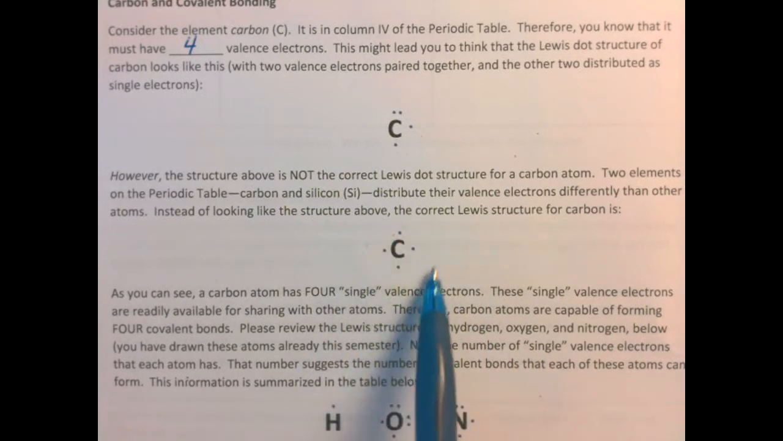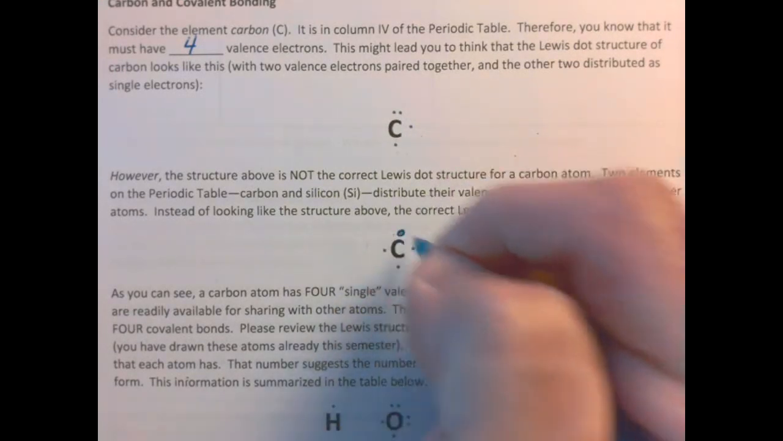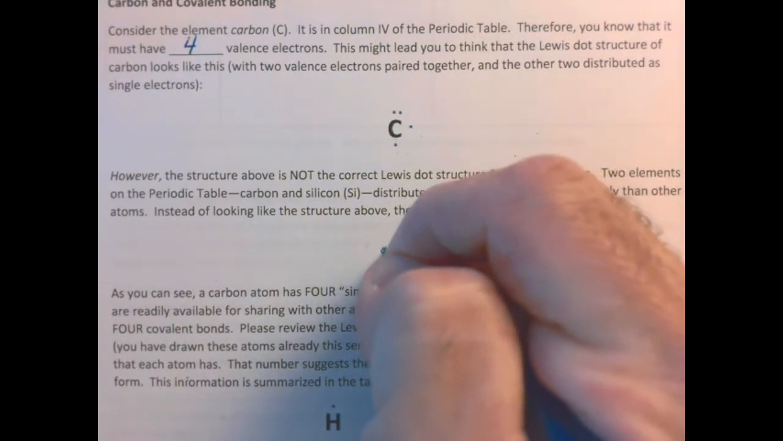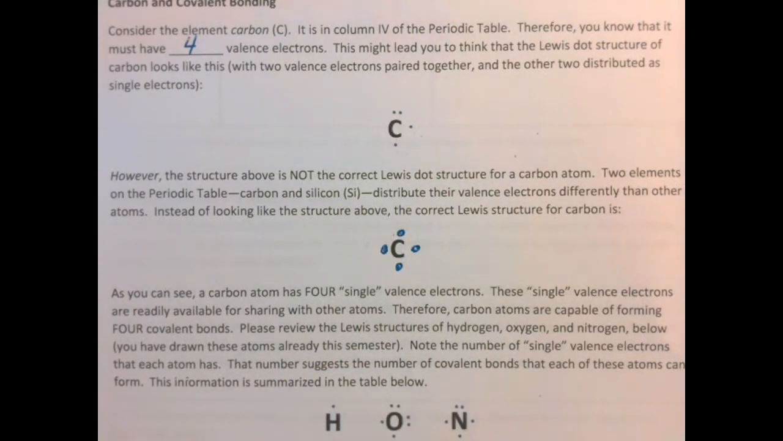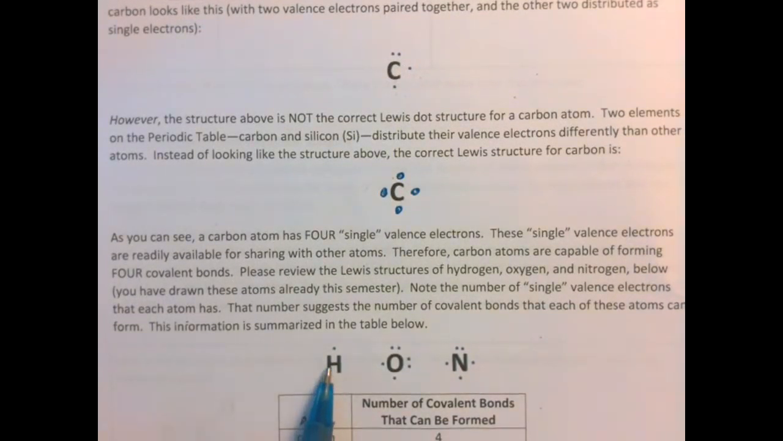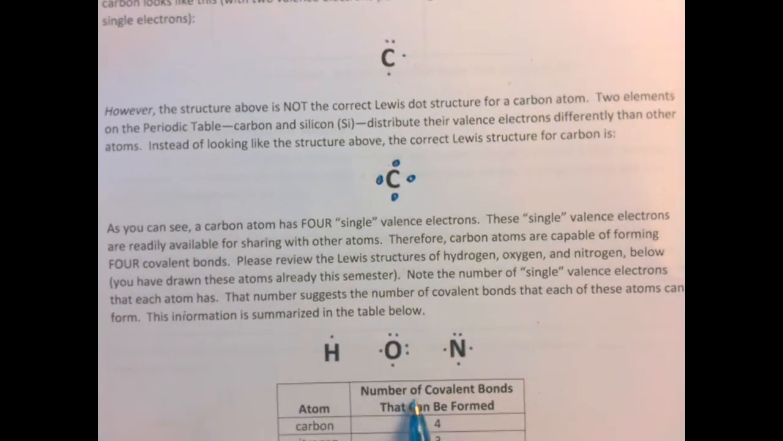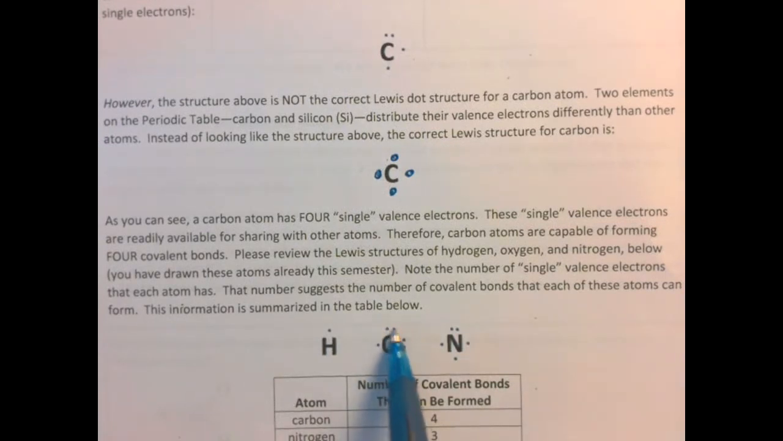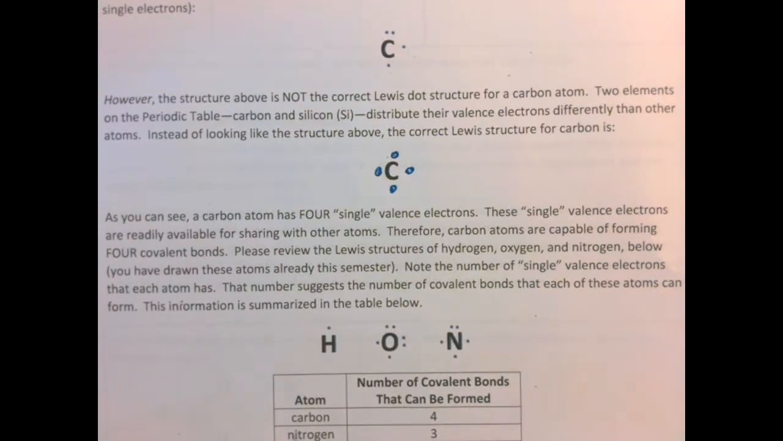So here's the Lewis dot structure of a carbon atom. Just to highlight these, there's 1, 2, 3, 4 valence electrons, each off by themselves. And think about what that means. When you look at atoms' valence shells, for example, the Lewis structure of hydrogen and oxygen and nitrogen, the number of valence electrons that are alone, that aren't already paired up like these or these, typically indicates the number of electrons that are available to be shared, which translates into the number of covalent bonds that that atom can make.